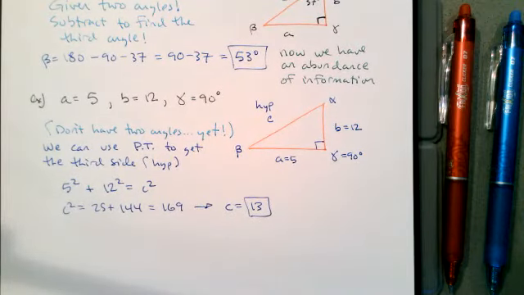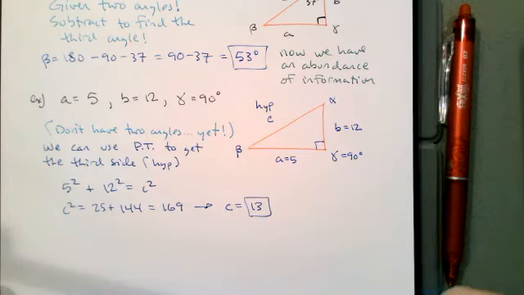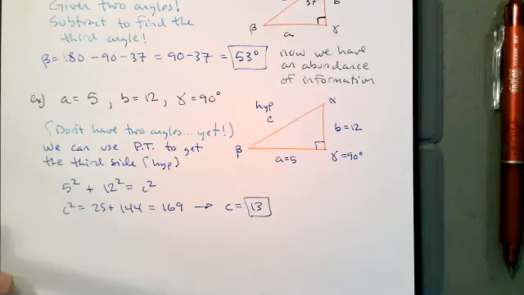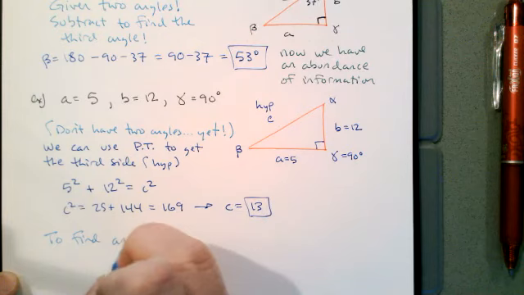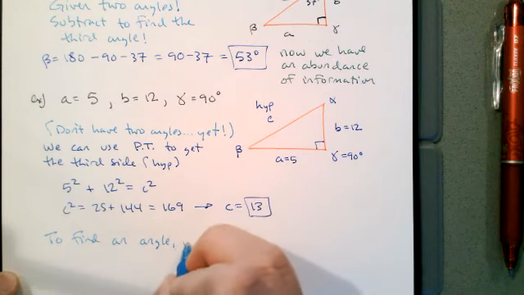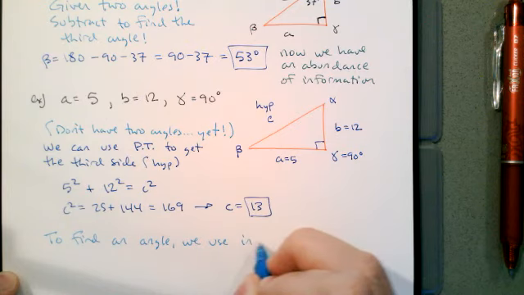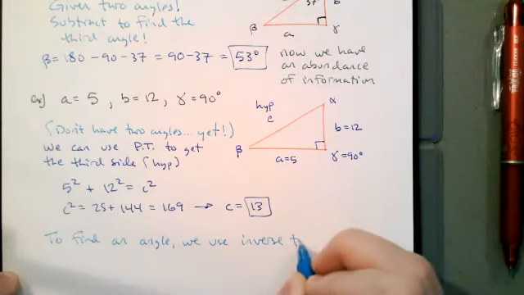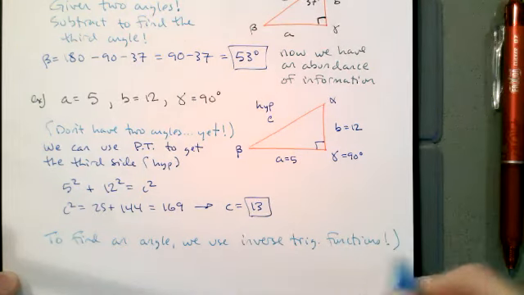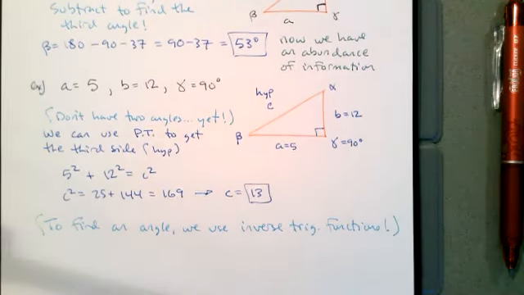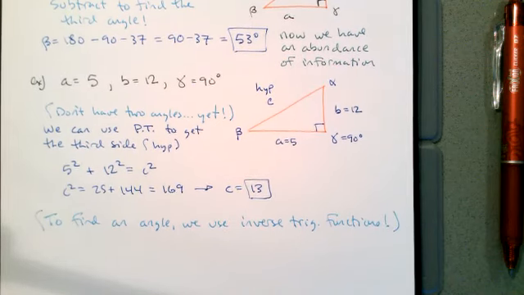To find an angle, we're going to need to use an inverse trig function. That's something that we should recognize right now. We don't know the angles alpha and beta, and we have to remember that to find an angle, we use inverse trig functions. This is something that we should be thinking right away.